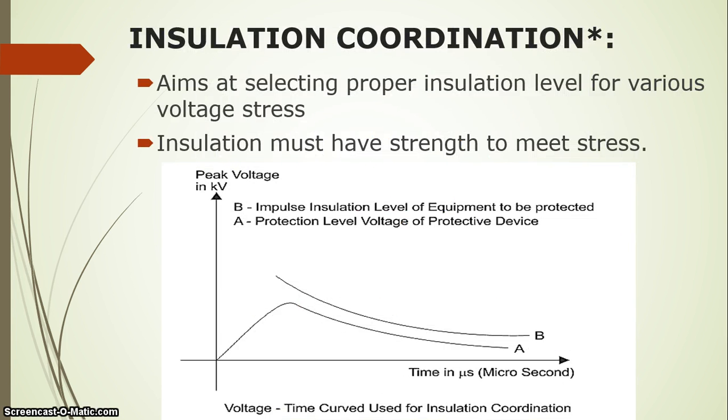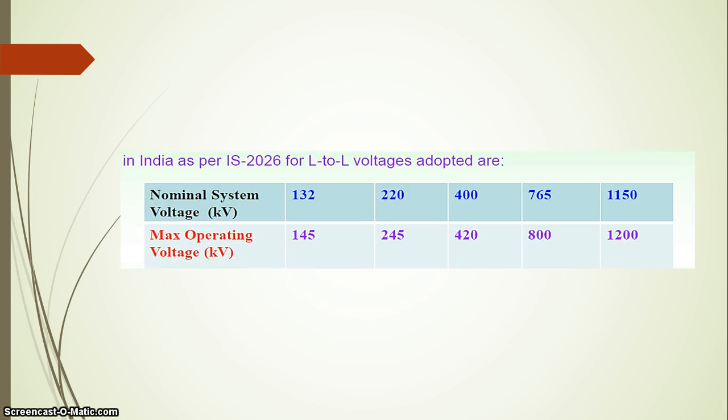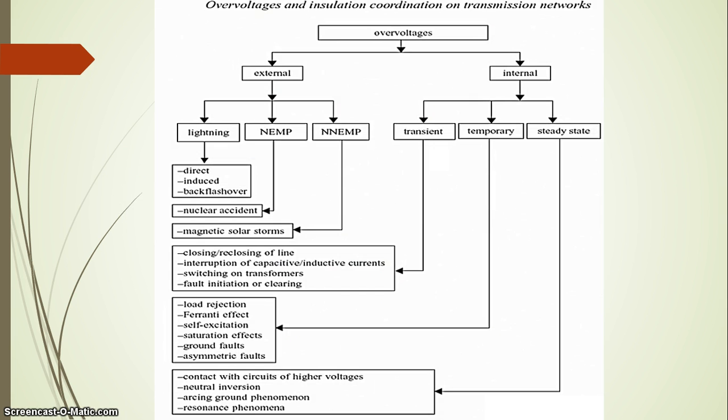After that we have seen insulation coordination. So insulation of the equipment to be protected must have a higher value than the protection level voltage of the device, represented by B here. IS standard 2026 we have seen for line to line voltages adopted for nominal system kV and maximum operating voltage.